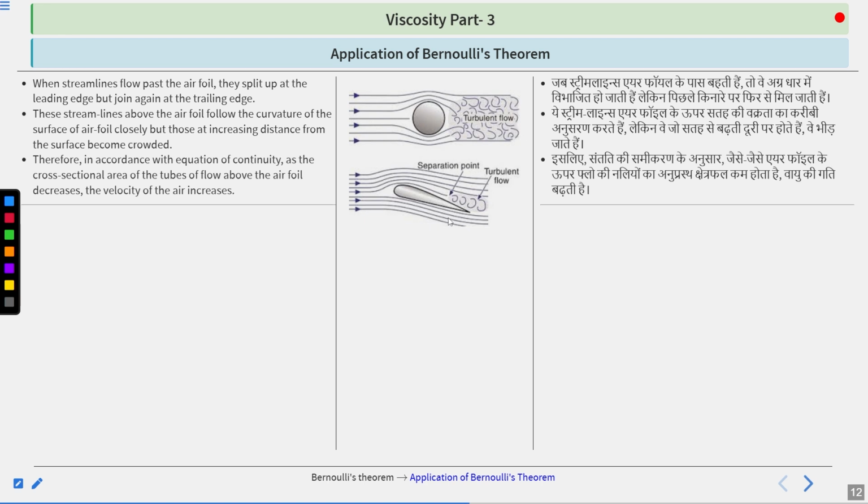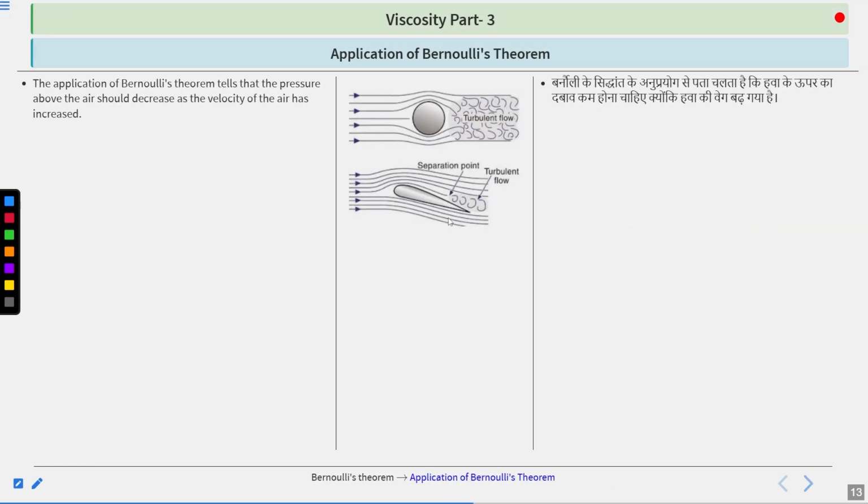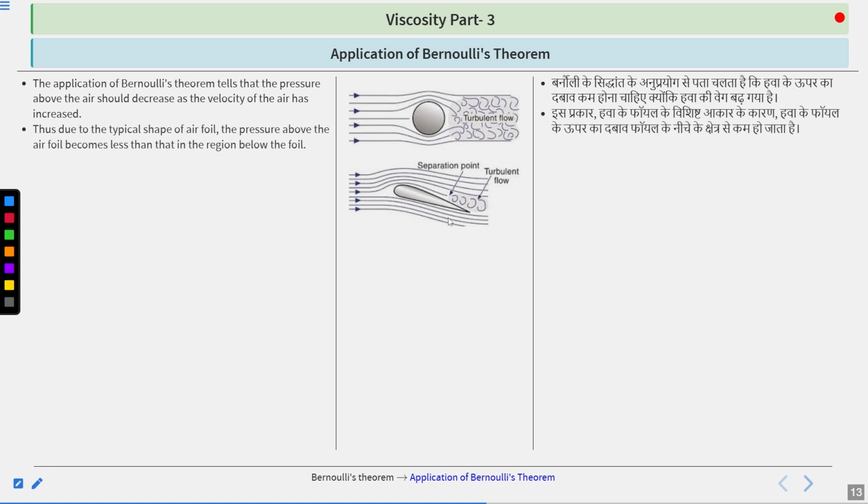Therefore, in accordance with the equation of continuity, as the cross-sectional area of the tube of flow above the airfoil decreases, the velocity of the air increases. The application of Bernoulli's theorem tells that the pressure above should decrease as the velocity of the air increases. Thus, due to the typical shape of the airfoil, the pressure above the airfoil becomes less than that in the region below the foil. Suppose this is an airplane: on the upside the pressure is less and on the lower side the pressure is more.